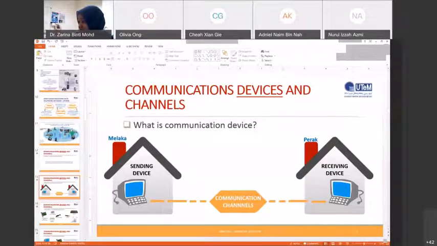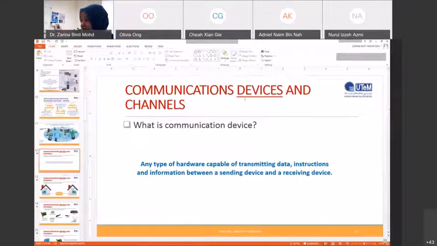In this part, we are going to look at communication devices and channels. Later we will look at communication channels, but first we look at communication devices. Let me just recall: a communication device is any type of hardware capable of transmitting data, instructions, and information between a sending device and a receiving device.